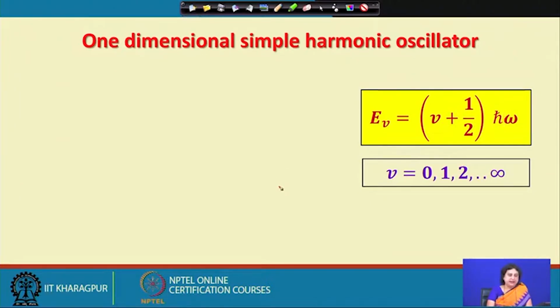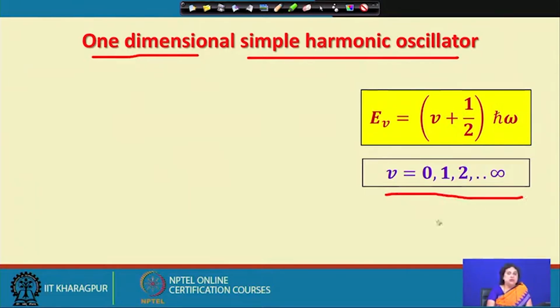So, what do we learn from this kind of result? We understand that if I have a simple harmonic oscillator present in one dimension, how many microscopic states for the system are possible? The answer is infinite. How do I know that they are infinite? That is because V can take up an infinite number of different values.